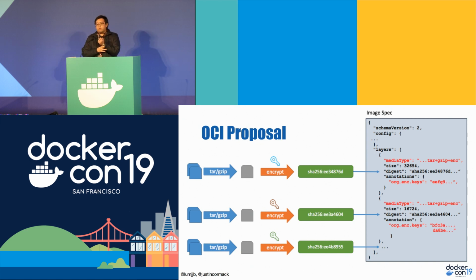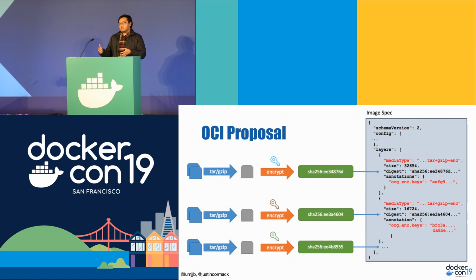So our proposal with encrypted container images is two simple changes, right? So the first simple change is we're adding a new media type called the encrypted media type. So in the usual case, we have something like tar gzip media types. Now we're saying tar gzip plus ENC for encryption. So a media type with an encryption suffix.